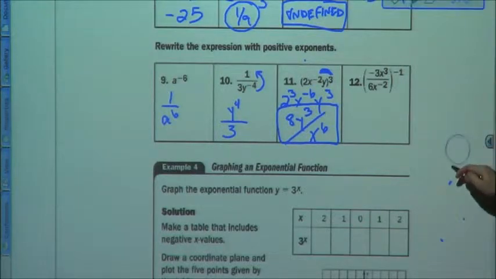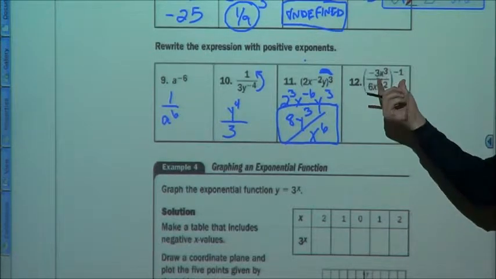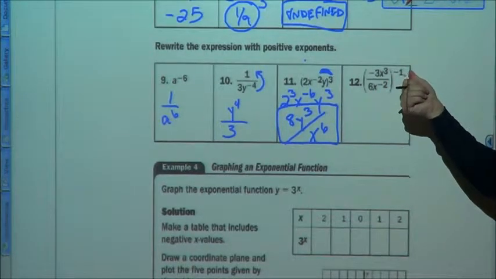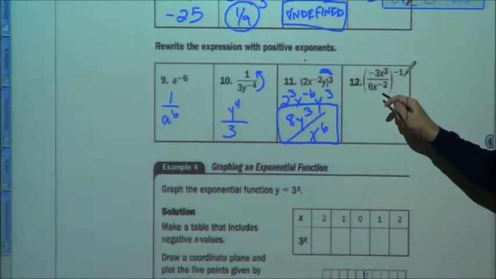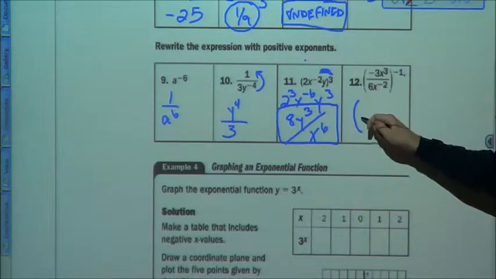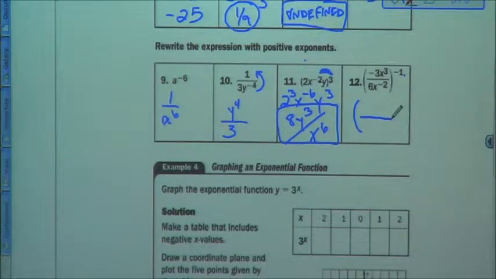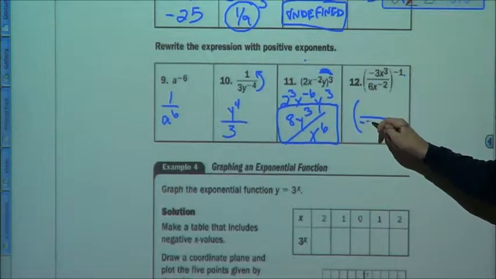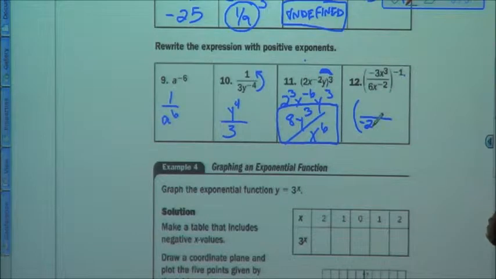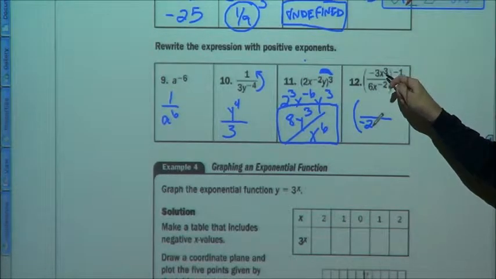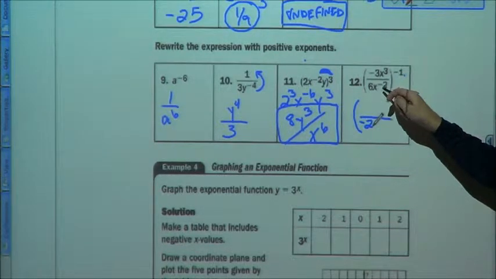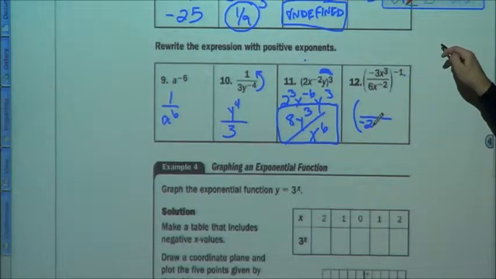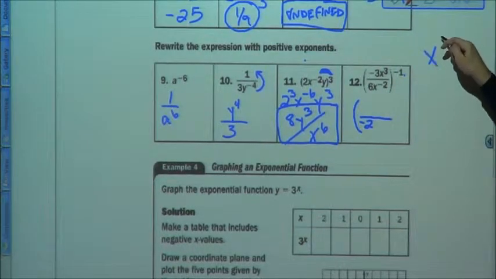Okay, and then number 12 here, we're really complicated. Just work slowly. Now on this one, I would do what's inside first, and then worry about what's on the outside. So inside, we've got negative 3 over 6. So that's going to be a negative 1/2. Okay, negative 3 over 6 produces negative 1/2. And then x to the 3rd over x to the negative 2nd. Now I'm going to put this over here. We'll treat this as a separate problem.